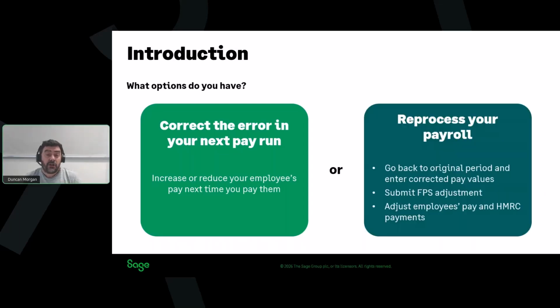The other way to approach correcting an error, though, is to go back and reprocess your payroll. This will involve going back to the original period where the mistake was made and entering corrected values. Once you've done that, you do need to reprocess each period up to date for the affected employees. You would submit an FPS adjustment to report that correction to HMRC, and then you would calculate any adjustments to your employees' pay, HMRC payments, and other liabilities. That's what we're going to be discussing in today's webinar in a lot more detail.